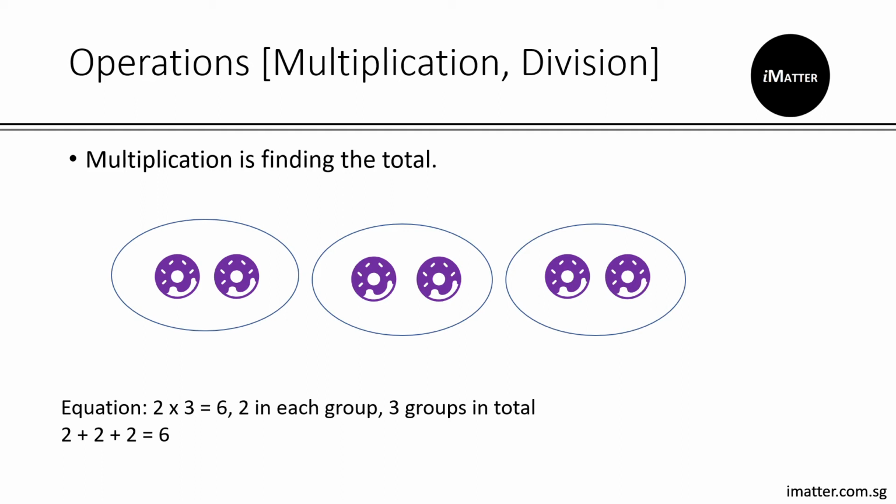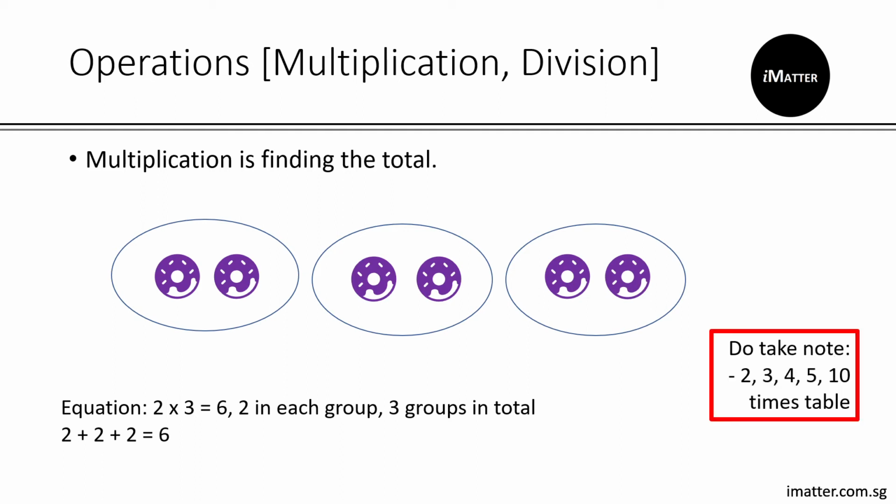Now multiplication is also the same as 2 plus 2 plus 2, and that will give you a total of 6. Multiplication is finding the total. Now do take note that under multiplication, you have to memorize your 2, 3, 4, 5, and 10 times table.